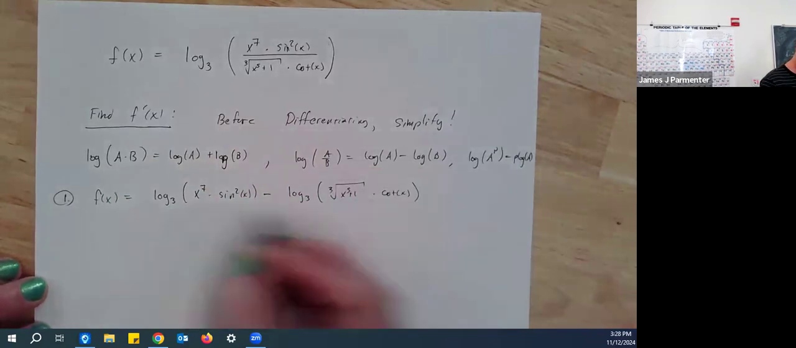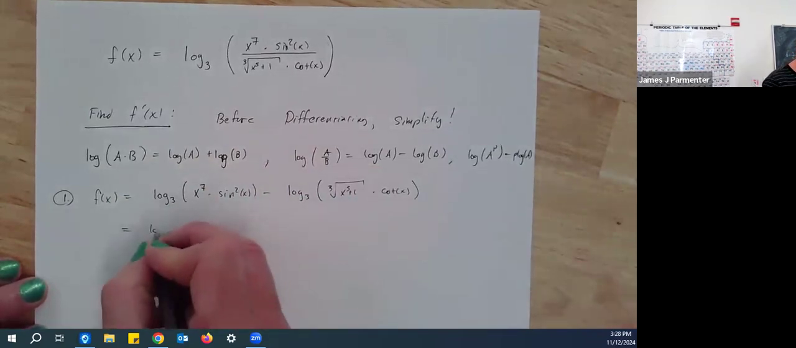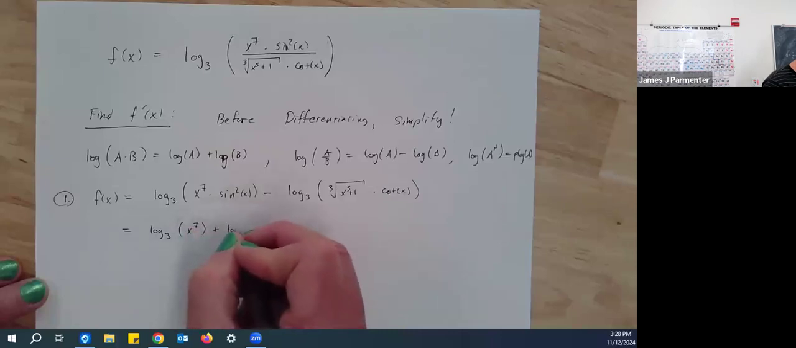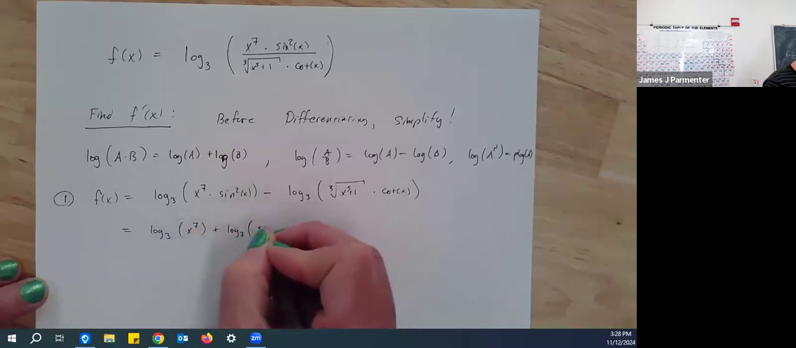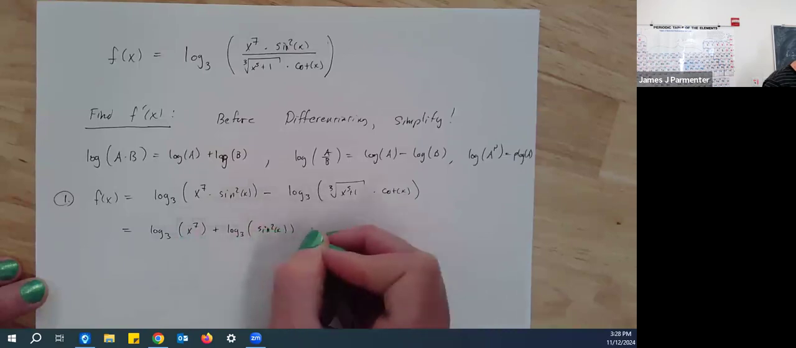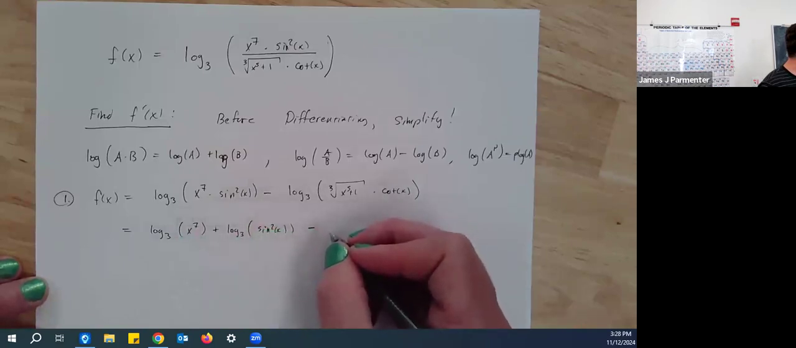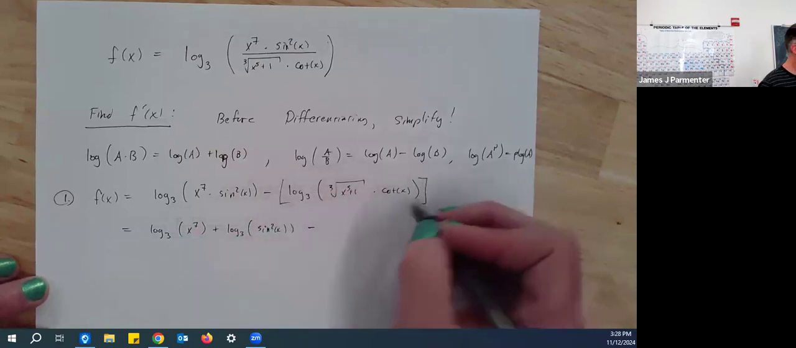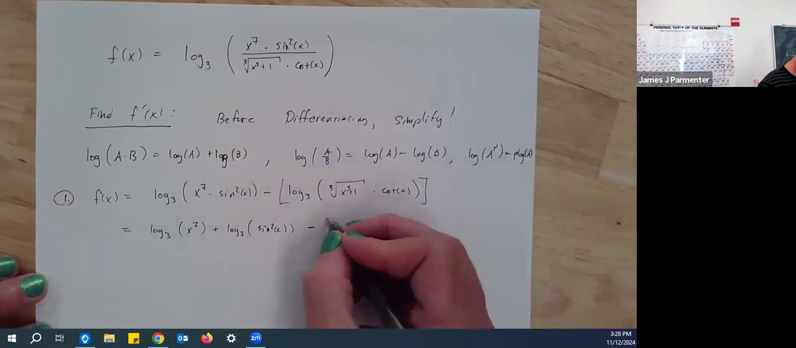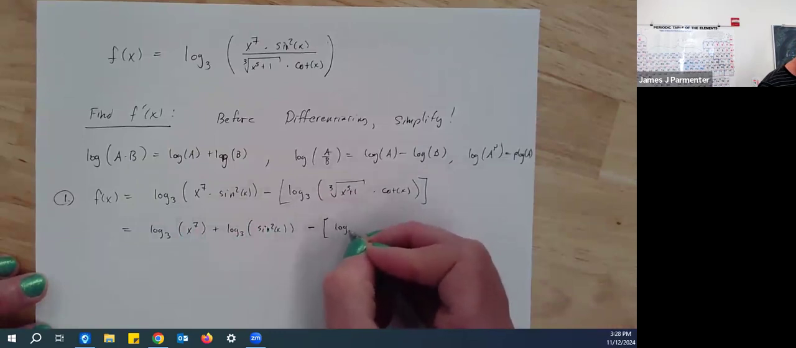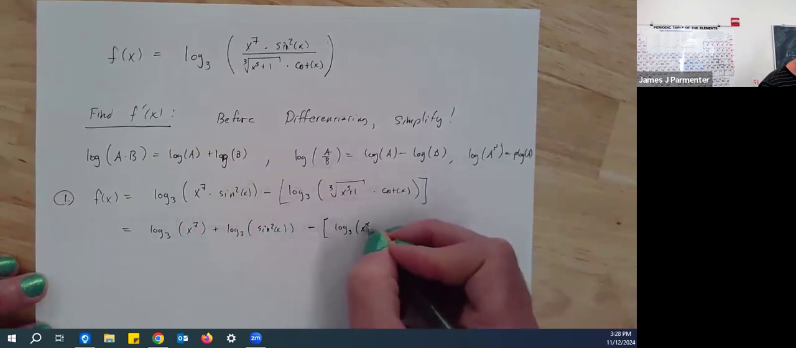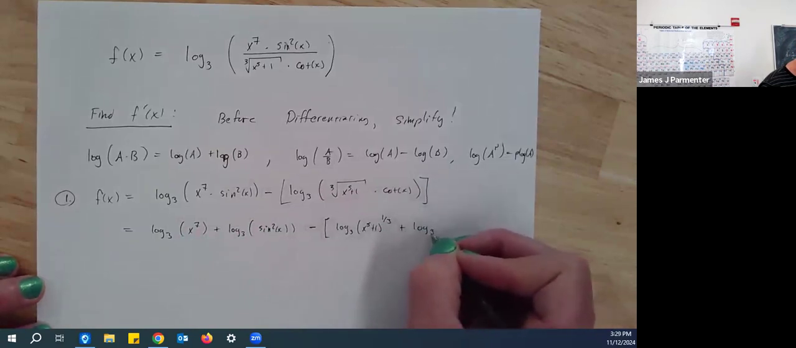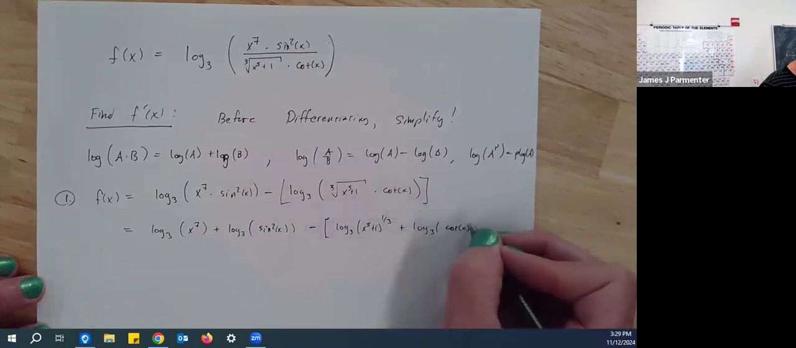And then we're going to break those apart further. We're going to write this as log base 3 of x to the 7th plus log base 3 of sine squared of x minus, now here's where you should be careful. It's minus all of this, so it's going to be minus 2 things added together. It's going to be minus log base 3 of x to the 5th plus 1 to the 1/3 power, plus log base 3 of cotangent of x.